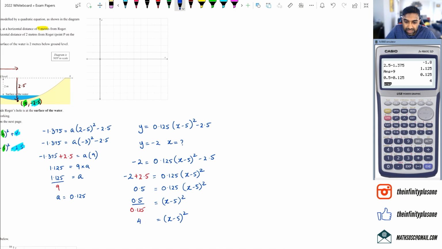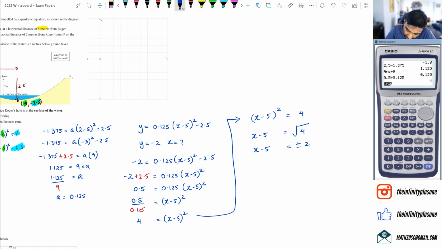So I've got 4 is equal to (x minus 5) squared. Now, what you could do here is expand this quadratic, rearrange and find your two solutions, or you could do this. You can say (x minus 5) squared is equal to 4, then x minus 5 is equal to the square root of 4, so x minus 5 is equal to plus or minus 2. It's pretty much the same thing as what you would do if you were to expand and rearrange.